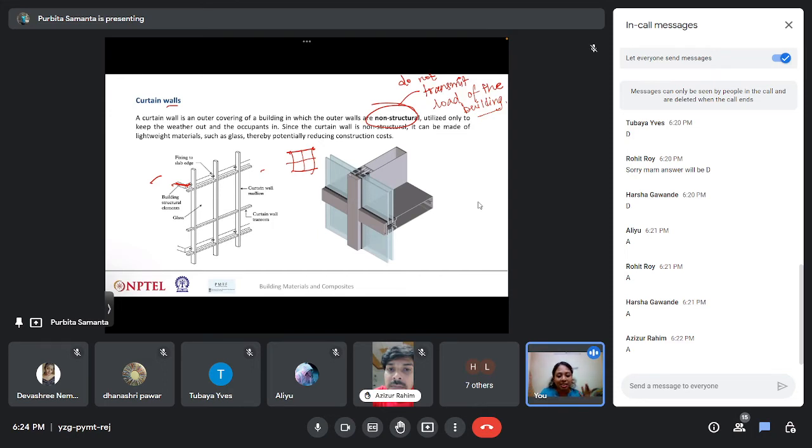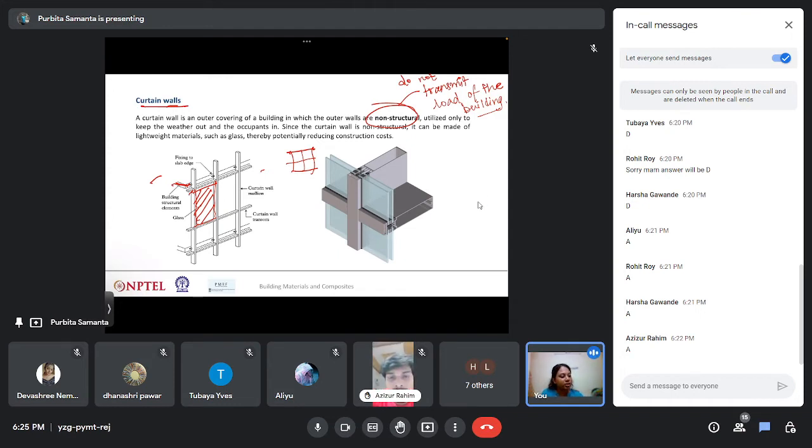Because plate glass does not have the required mechanical strength or the toughness that the toughened glass or the tempered glass have. Obviously, you have to replace the glass you have placed, and that is quite a hassle. So for that reason, when we are designing curtain walls, we use this tempered glass.